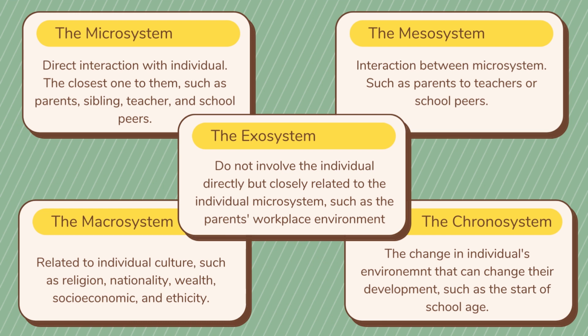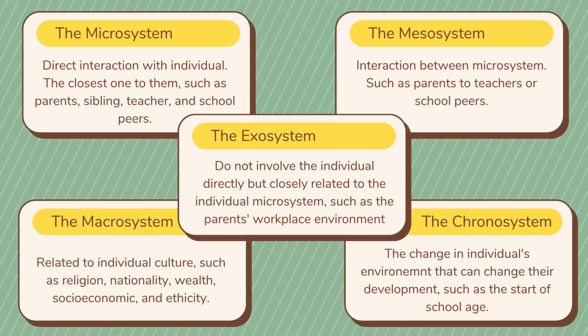Next is the mesosystem. The mesosystem is related to how each individual in the child's microsystem interact with each other, excluding the child. For example, how the parents interact with the teachers or their school peers. The interaction between teachers and parents is the most influential in the learning process. When the parents have a good relationship with the teacher, they can find out what the children needs most to improve their studies. The next system is the exosystem.